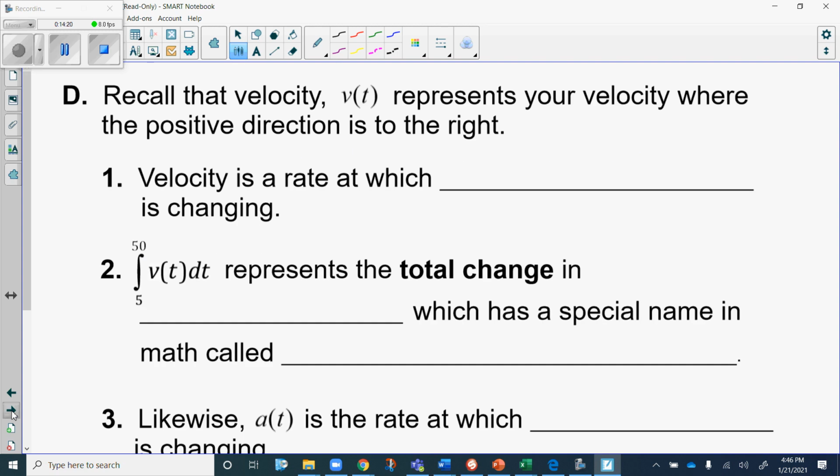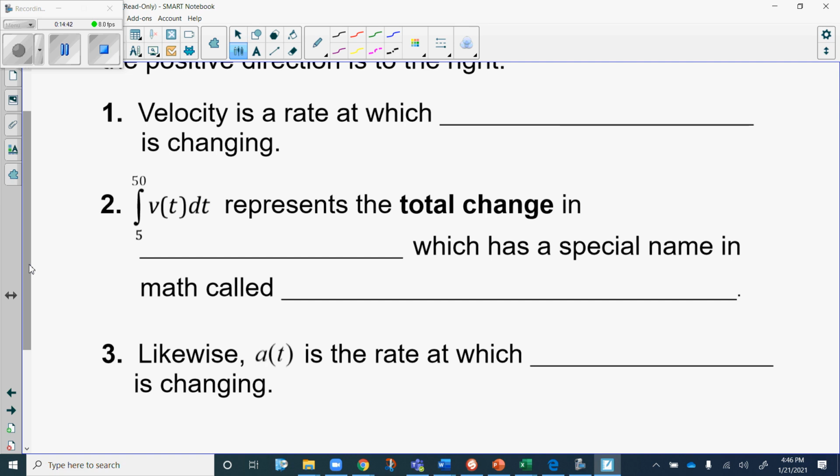Now, this is going back to things that we have seen previously in calculus with position, velocity, and acceleration. They're not really going to go away. Recall that velocity, v of t, represents your velocity, where positive direction is to the right. Filling in the blanks, velocity is the rate at which the position of the particle is changing.